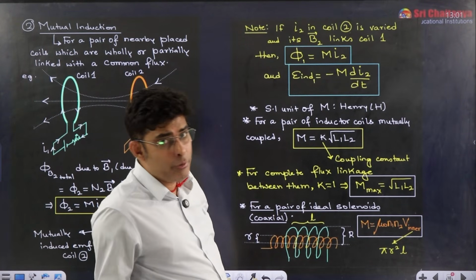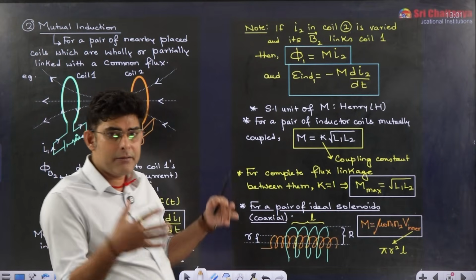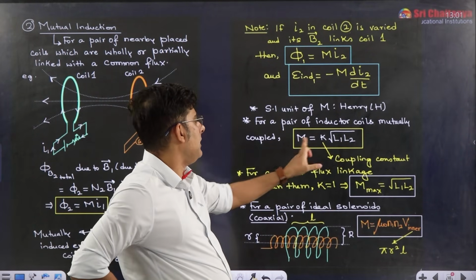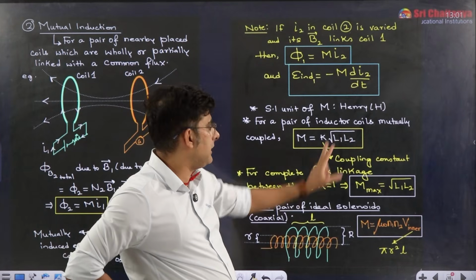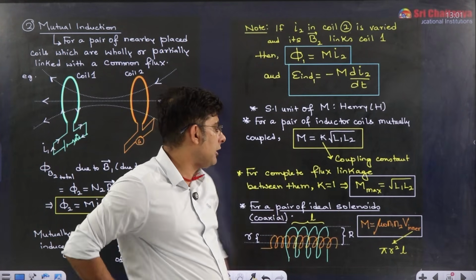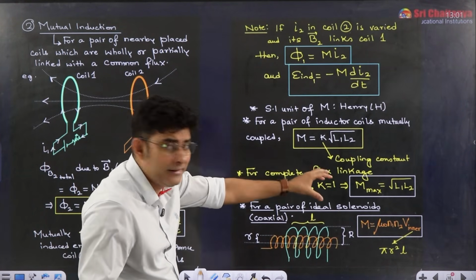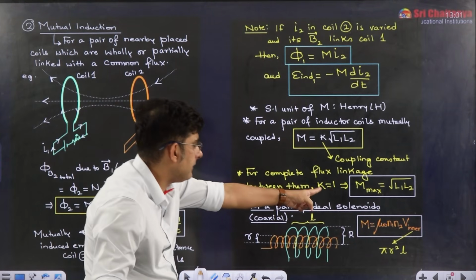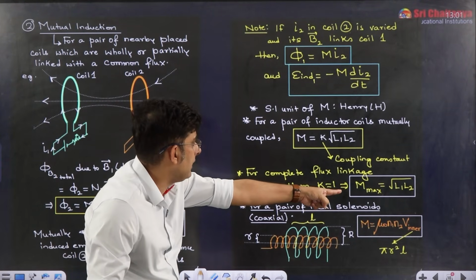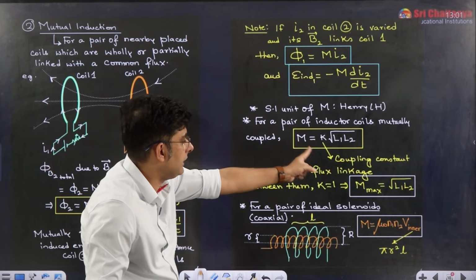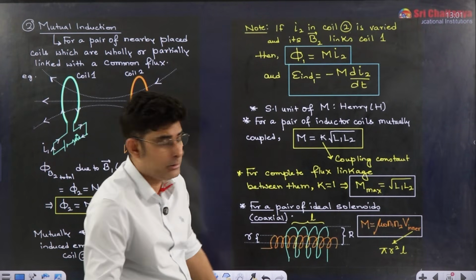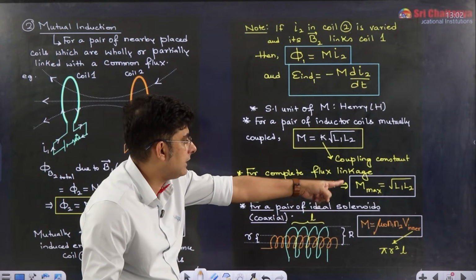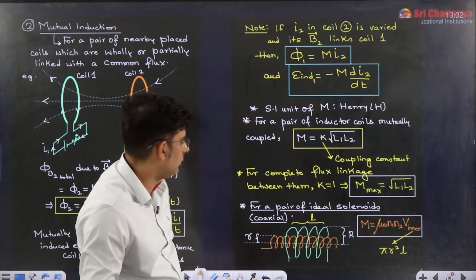When we have a pair of coils which are mutually coupled, their flux linking each other, we relate M and L as M is K times root under L1 L2. L1 and L2 are self inductances, K is called the coupling constant. When there is complete flux linkage, entire flux of the first one goes through the second one. In that case, K is 1. Maximum we get the value of mutual inductance, which is root under L1 L2. So for maximum flux linkage, the mutual inductance for a pair of inductors is root under L1 L2.